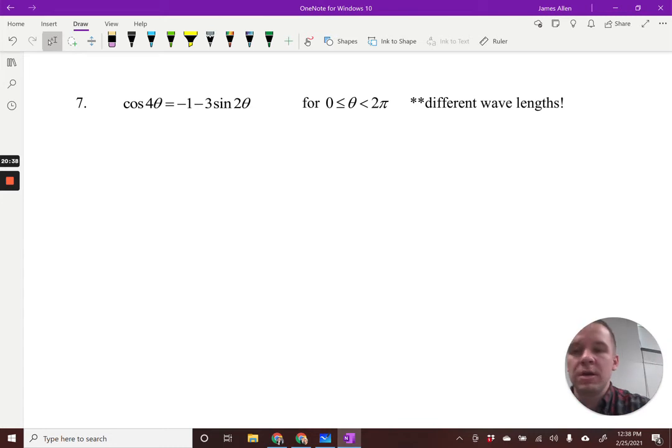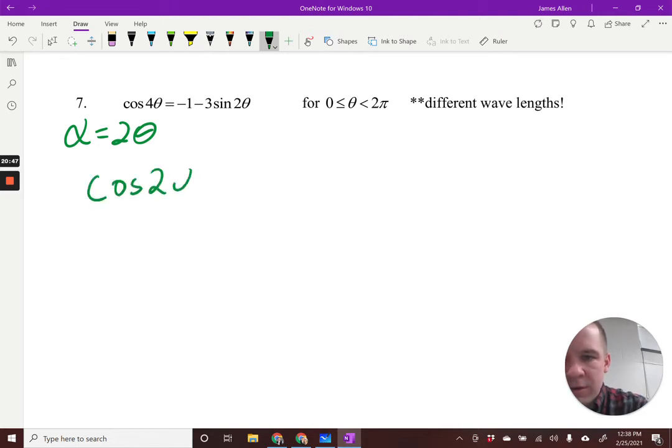Substitution, variable substitution to the rescue. I'm going to set alpha equal to 2 theta. Let's rewrite that. I'd have cosine of 2 alpha equals -1 minus 3 sine of alpha. What can I rewrite cosine of 2 alpha as? 1 minus 2 sine squared alpha.